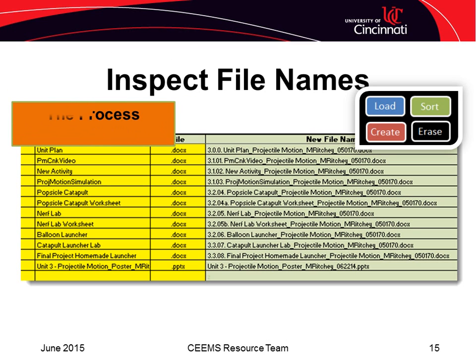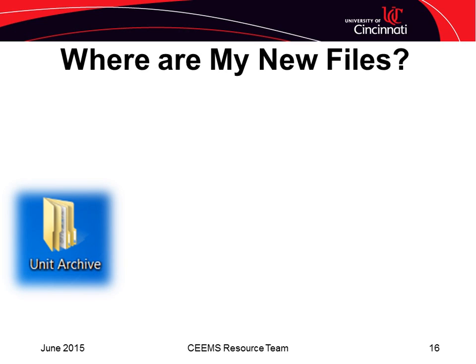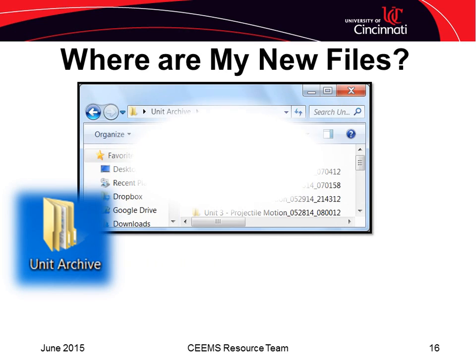Make sure you inspect the file names on the right-hand side of the worksheet to see if the new file names make sense. These are the file names that will be used when the unit file generator renames the files. Once you are satisfied with the file names, click the Create button. When you click Create, a new folder is created in the Unit Archive folder on your desktop.